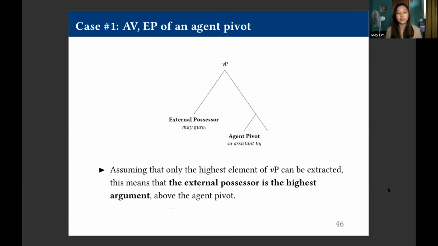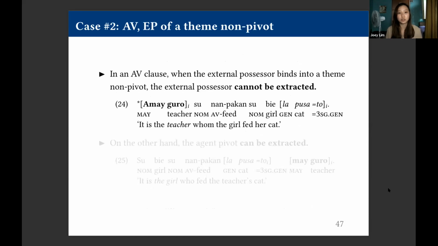Again, assuming that only the highest element of LeoVP can be extracted, this means that the external possessor must be higher than the Asian pivot argument. Now let's take a look at an AV clause where there is external possession of the theme non-pivot. In these cases, the external possessor cannot be extracted. So in 24, we have Amai Guru, the external possessor of the theme non-pivot argument, la pusato, and in this case, we cannot cleft the external possessor.